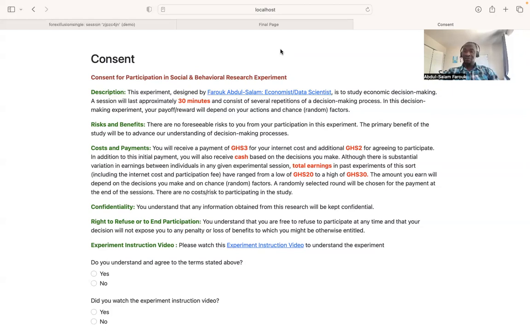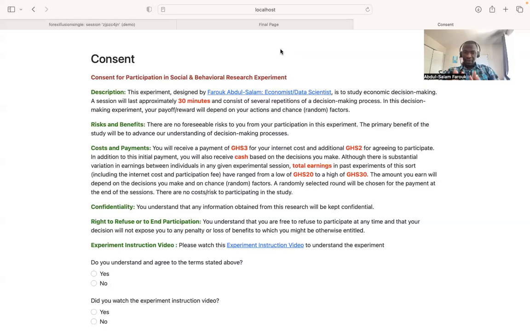In this experiment, which happens to be our fourth experiment, I would like to quickly take you through the consent page as usual. So first of all, just remember that there are no risks to this experiment. The cost and then the payment, everything will be paid back to you in terms of cash. Also, your confidentiality is assured. There wouldn't be any data leakage of the sort.